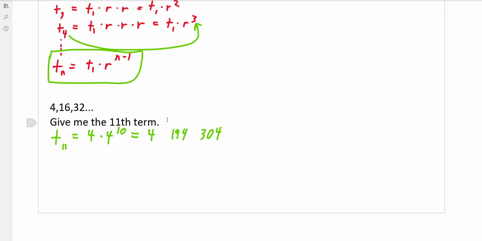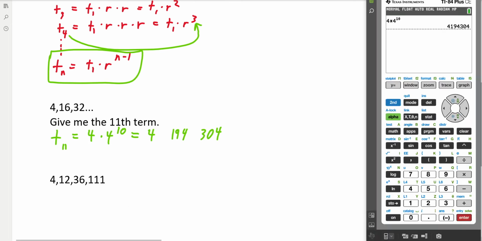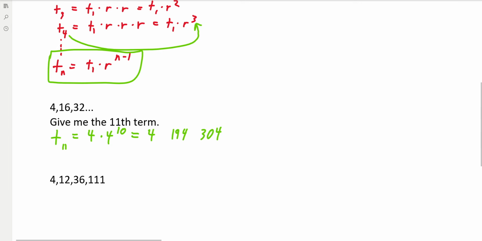So let's go with 3, 12, 36, 72, no, 100, 111, I think. Let's just quickly double check that on the other side here. No, 108. Made a mistake. All right. So please find term, and so this is another way we could show that.